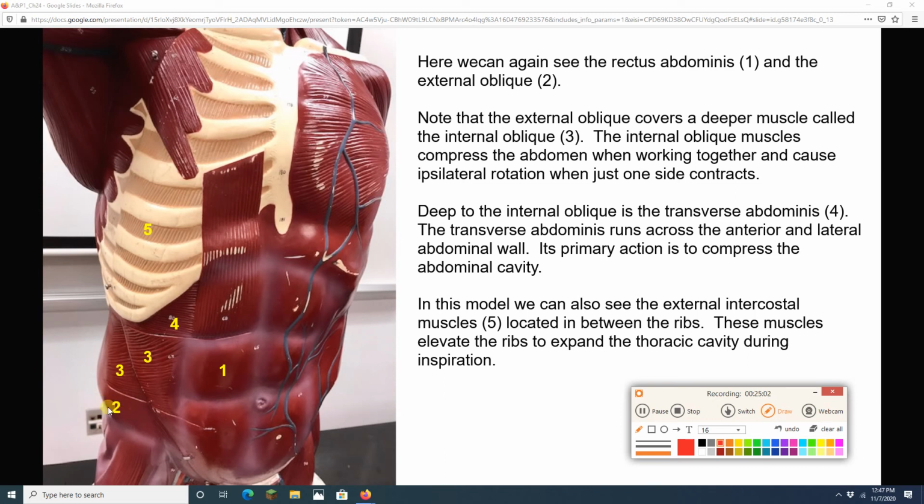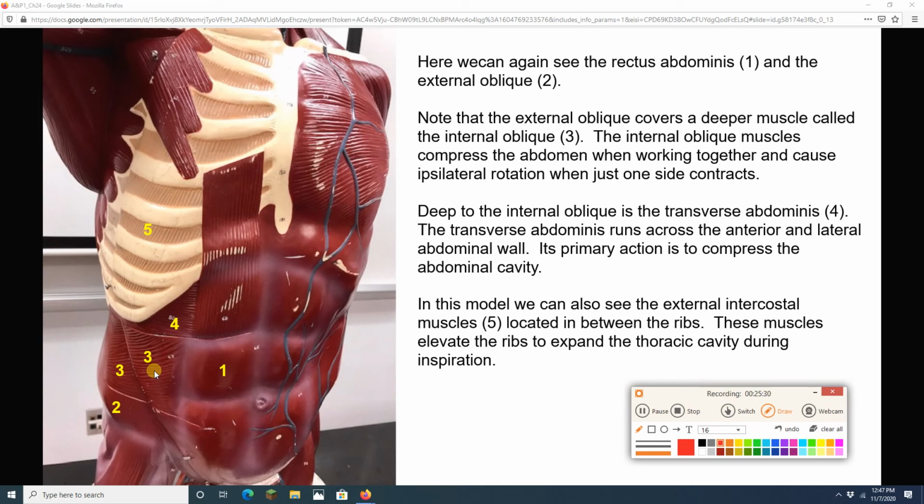There's the external oblique. And now I can also see the internal oblique underneath it. The external is on the outside. Deep to it is the internal oblique. So the internal oblique is going to help compress your abdomen when working bilaterally. And when working unilaterally, it is an ipsilateral, a same side rotator.